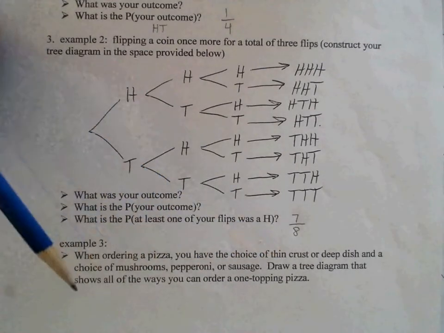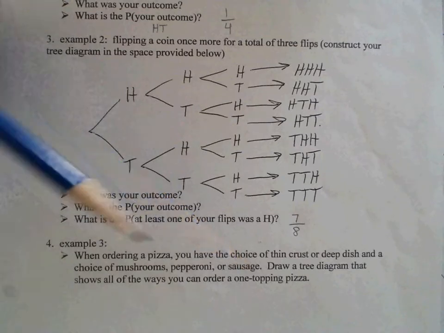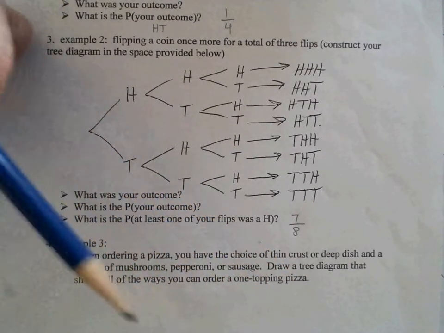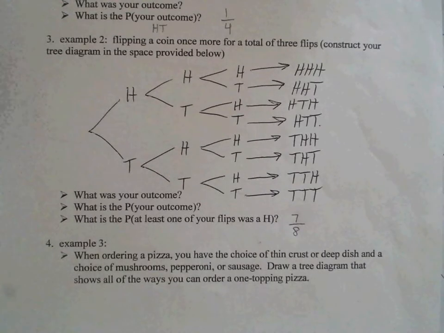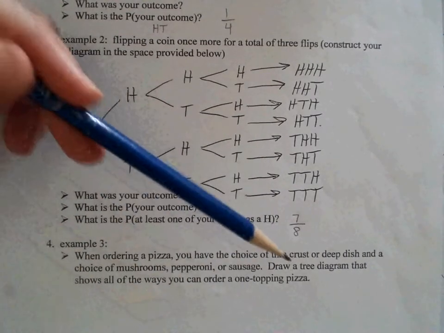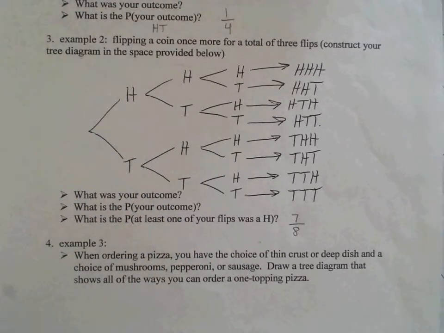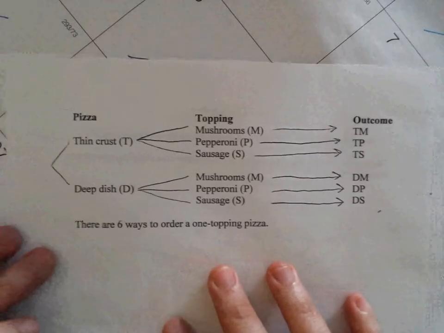You have a choice of thin crust or deep dish, and then a choice of mushrooms, pepperoni, or sausage. So draw a tree diagram that shows all the ways you can order a 1-topping pizza. So here you kind of think about categories you could set things up at. For example, the crust type is a category. Toppings would be a category. So I'm going to show you on the back of this paper how we could set this one up.